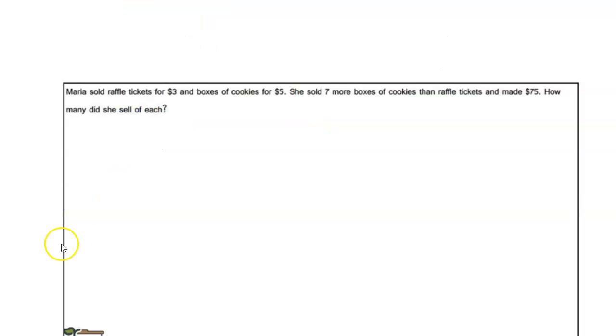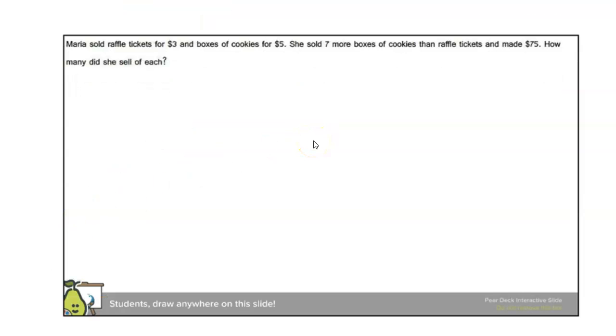All right, moving on to the end here. Maria sold raffle tickets for $3 and box of cookies for $5. You should already see where this is going. We have 2 unknowns already. We don't know how many raffle tickets she sold, and we don't know how many boxes of cookies she sold. But she did sell 7 more boxes of cookies than raffle tickets. So whatever the number of raffle tickets was, the cookies is 7 larger than that. And she made $75. How many did she sell of each?